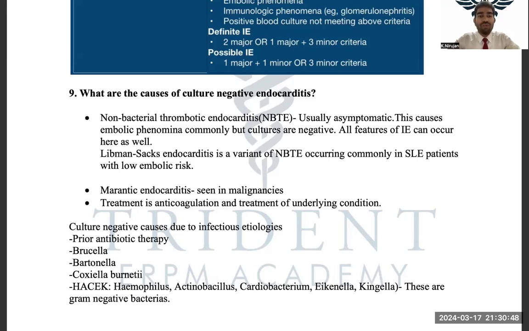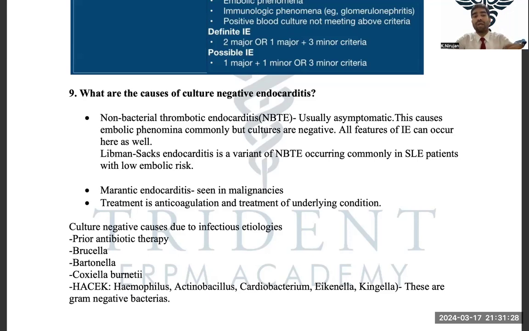Okay. So there is a variant of non-bacterial thrombotic endocarditis called Libman-Sacks endocarditis. It's a variant. It commonly occurs in SLE patients. This surprisingly has a low embolic risk. Usually, non-bacterial thrombotic endocarditis has a high embolic risk, whereas this Libman-Sacks variant in SLE has a lower embolic risk. Understood? So non-bacterial endocarditis is usually asymptomatic. You can't differentiate it from infective endocarditis. Usually it occurs in connective tissue disorders like SLE, very rarely rheumatoid arthritis. And how do you diagnose it? You show vegetations on echo or imaging, but cultures and serology would be negative.